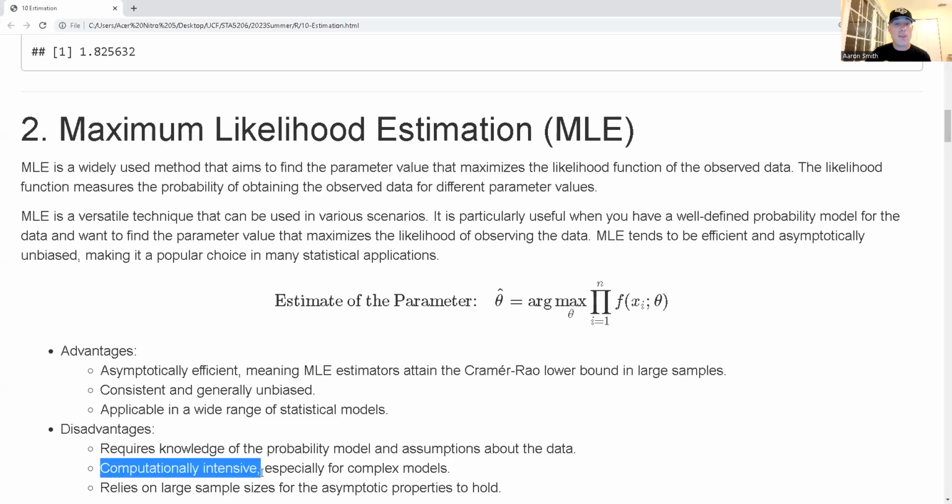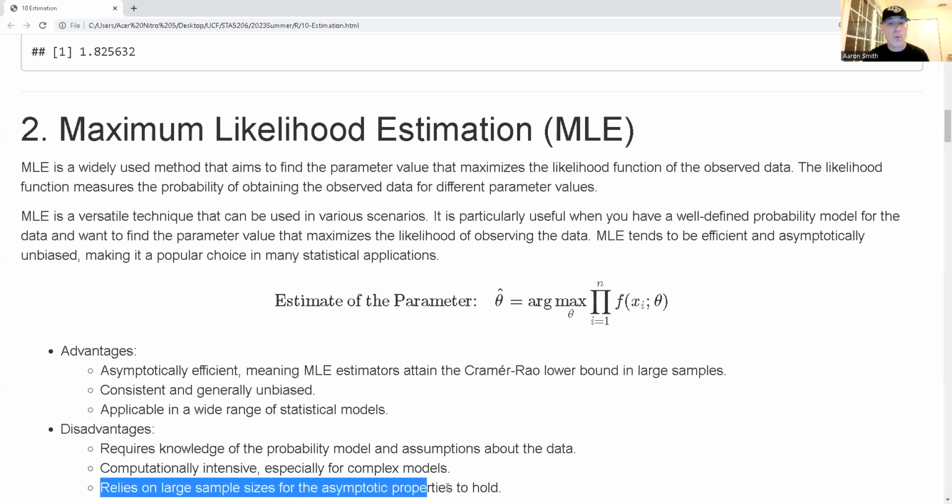It can be computationally intense, especially for complex models, and relies on large sample sizes for the asymptotic properties to hold. So a lot of the proofs and a lot of the properties and results from maximum likelihood estimation assume that we have a pretty big data size, and that may not be the case. I may only have like 30 observations to work with.